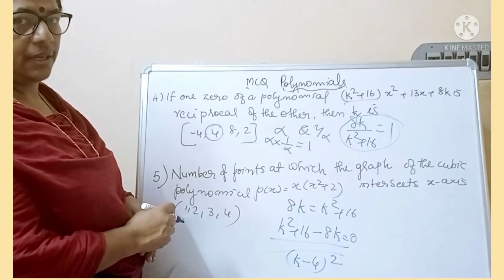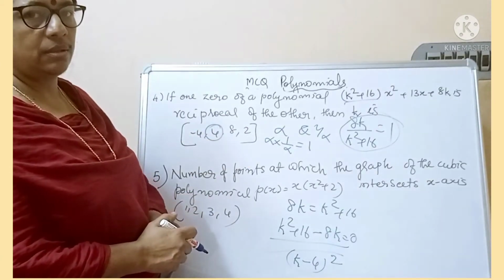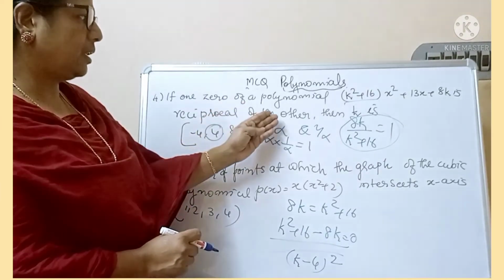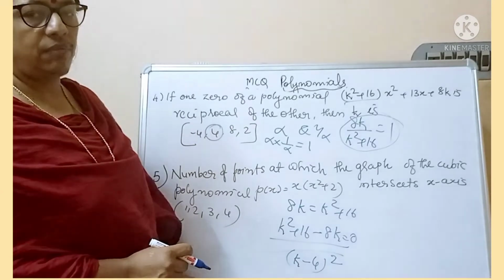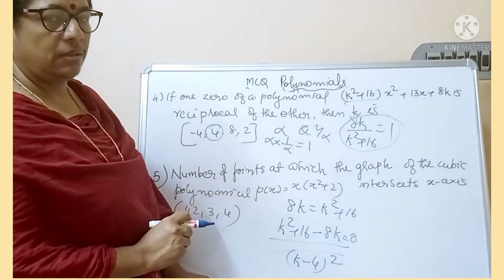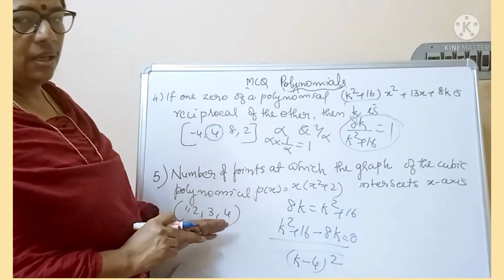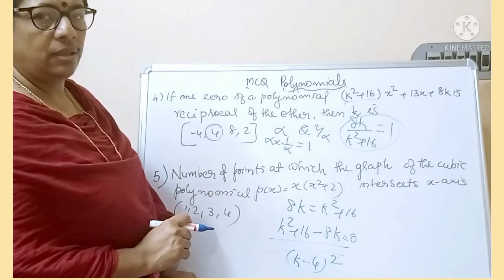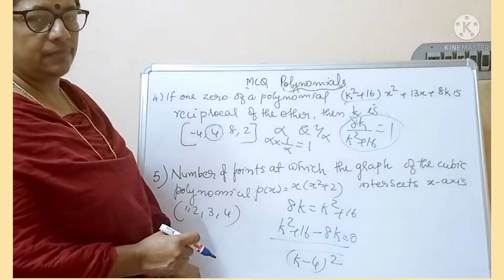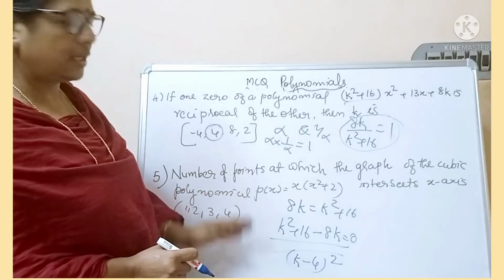I think it is clear. We only need to substitute the sum of zeros or the product of zeros. Since it is given that one is the reciprocal of the other, we take the product of zeros and substitute it in c by a. Since c by a will be 1 when one zero is the reciprocal of the other, after solving we will get the value of k. Then next one.